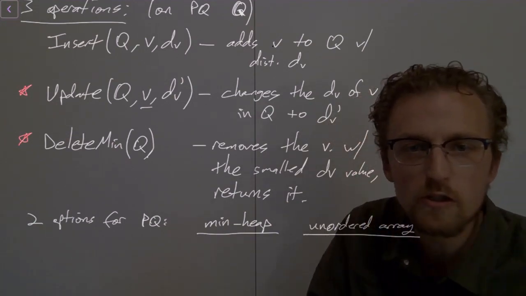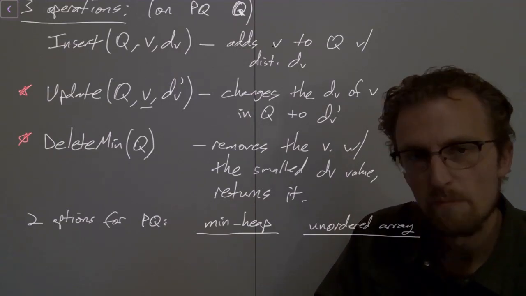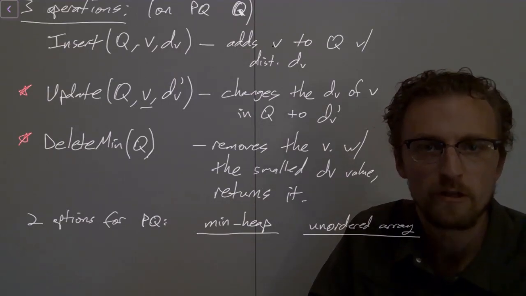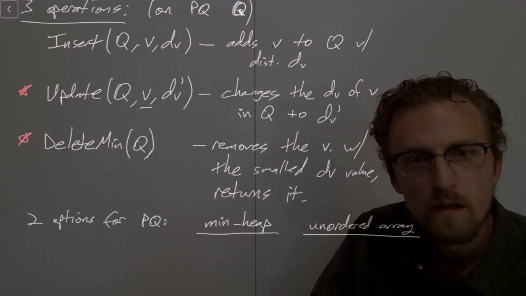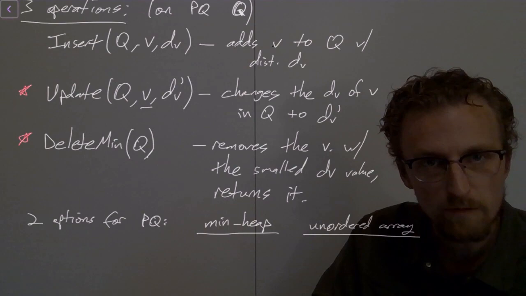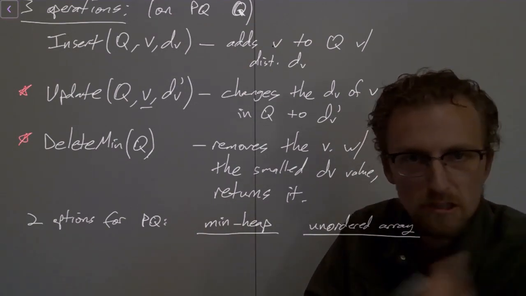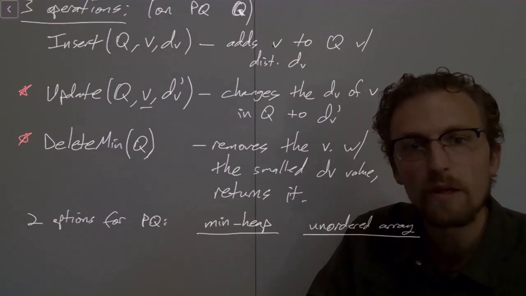Okay, those are essentially our two options that are relevant to this problem. Min heap or an unordered array. A minimum heap is a certain kind of binary tree representation of a bunch of data, and it's a very fast one. It's one where some of these operations are blindingly fast. An unordered array is just what it sounds like. We just take the vertices and put them in an array.